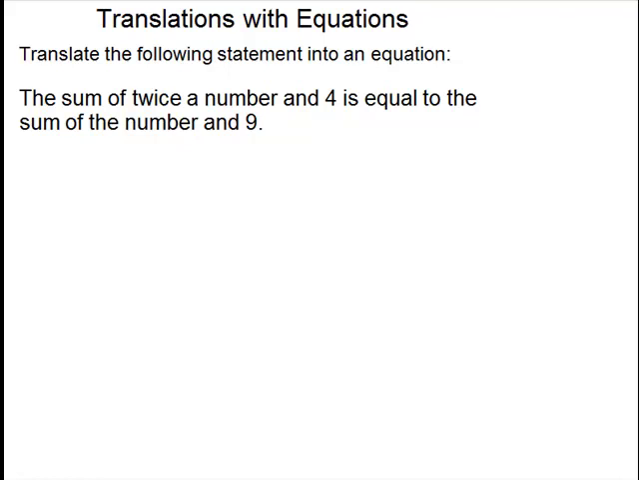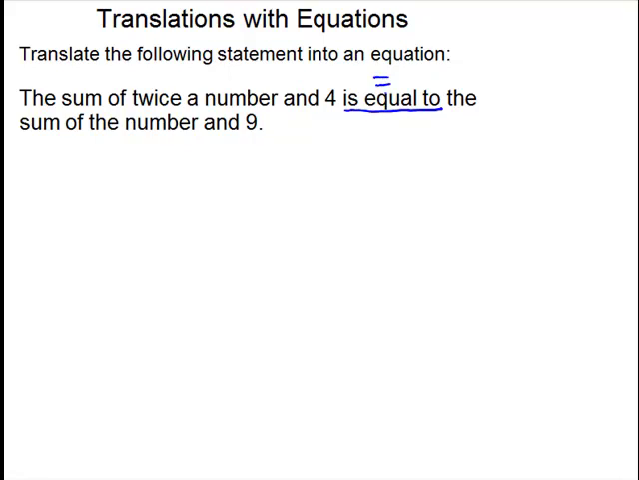We'll translate some statements into equations. So our first one says the sum of twice a number and 4 is equal to the sum of the number and 9. Anytime I have a long problem to translate, I look to see if it's an equation. So look for words that mean the equal symbol. That will split it up. This is going to be our equal symbol. So now we have two parts.